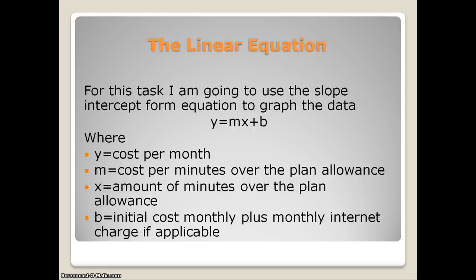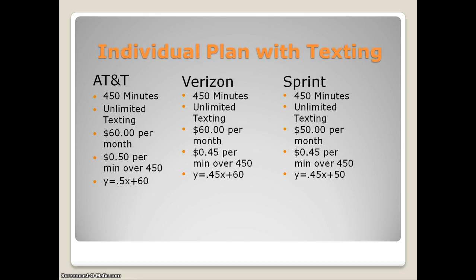For this task, I'm going to use the slope-intercept form equation to graph the data, y equals mx plus b, where y equals cost per month, m equals cost per minute over the plan allowance, x equals the amount of minutes over the plan allowance, b equals the initial cost per month, plus monthly internet charge if applicable.